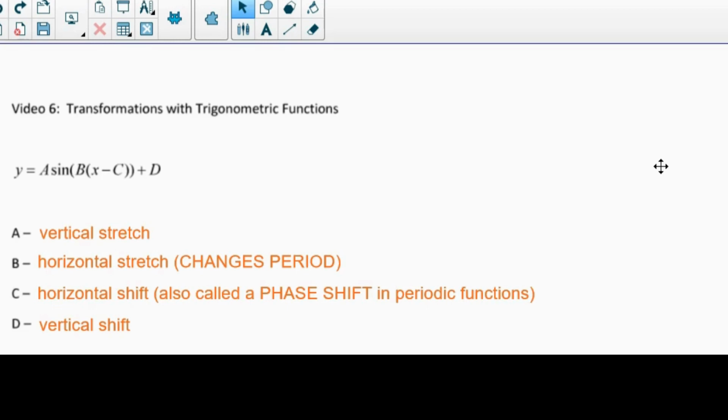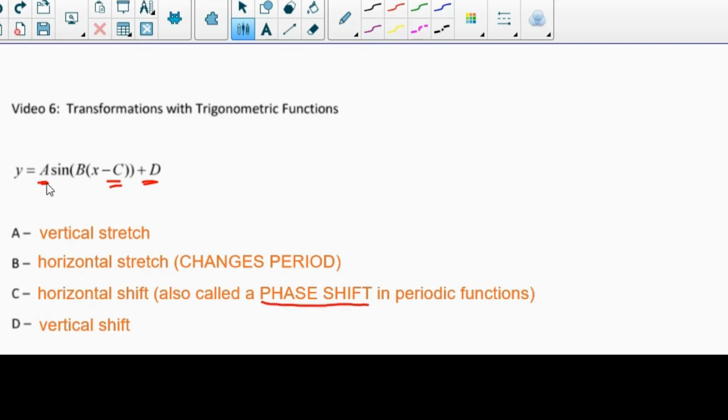A is the vertical stretch, which is not really any different than any other function that we've done all year. Likewise with D being a vertical shift or C being a horizontal shift. One thing you will notice in this chapter when we're dealing with periodic functions, we call horizontal shifts phase shifts. It's just a shift of where our cycle starts. So it's like where the phase of our cycle starts. So there's just a slight vocabulary change, but it's still a horizontal shift.